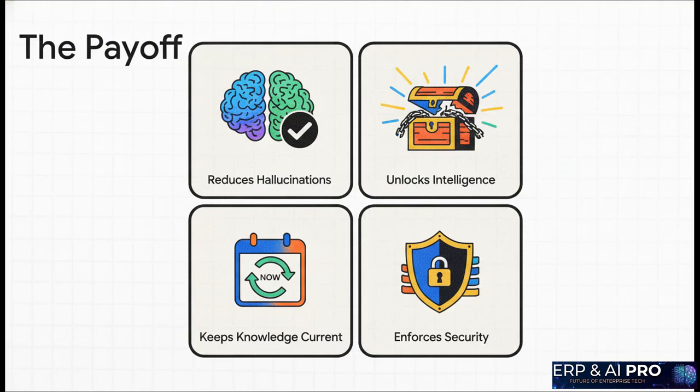This whole system drastically reduces AI hallucinations, which means you can actually trust the answers. It finally unlocks all the intelligence that's been trapped in your documents for years. It lets you keep your AI's knowledge fresh without having to do constant, expensive retraining. And, maybe most importantly, it lets you enforce your existing security rules, making sure the AI only sees information a user is actually allowed to see.